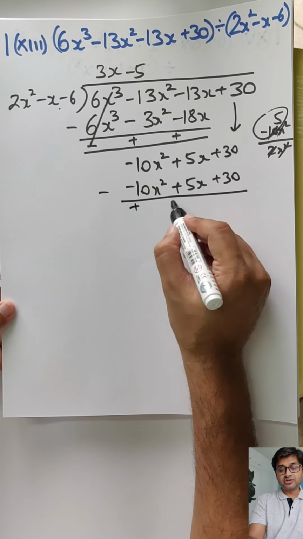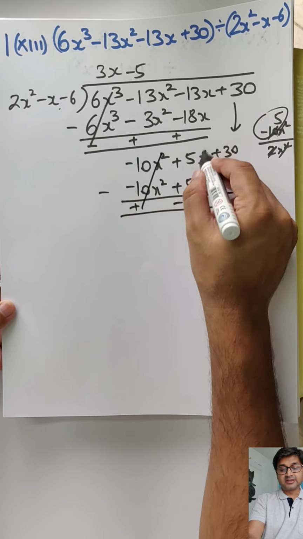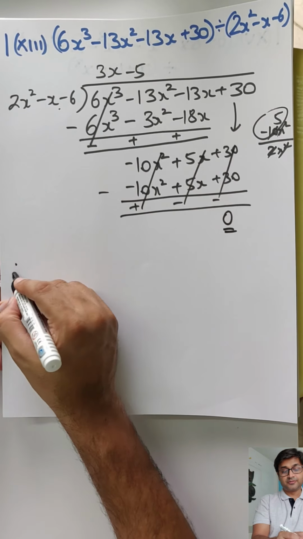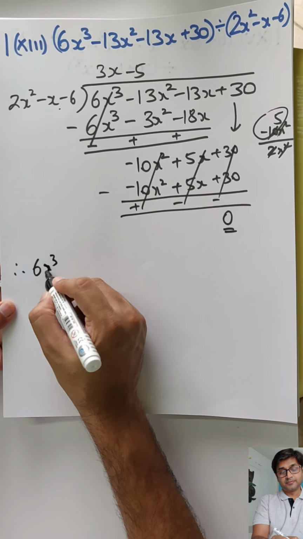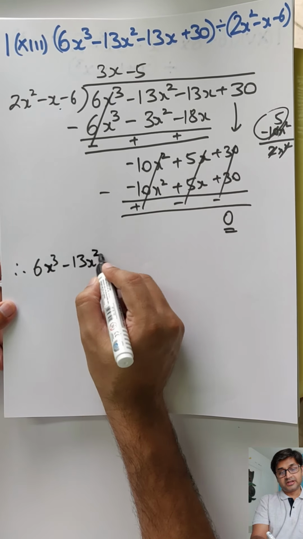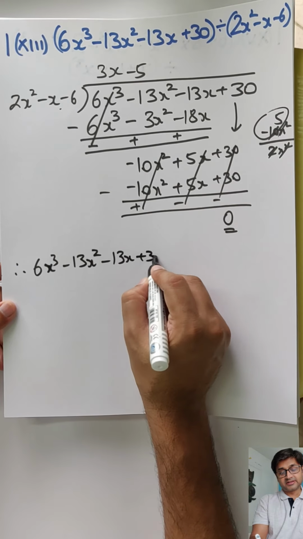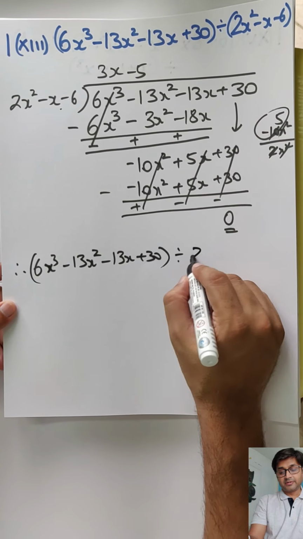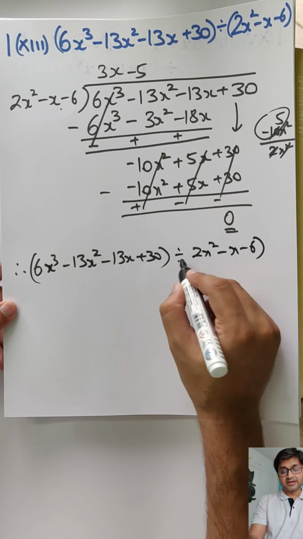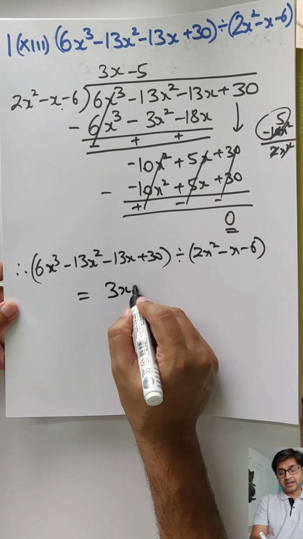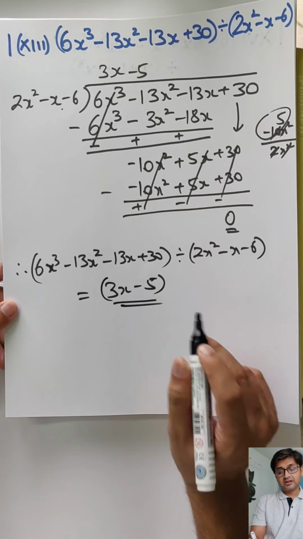All signs will change, plus, minus, minus, cancels, cancels, cancels, I get a 0. So therefore (6x³ − 13x² − 13x + 30) divided by (2x² − x − 6) is equal to 3x − 5. There you go.